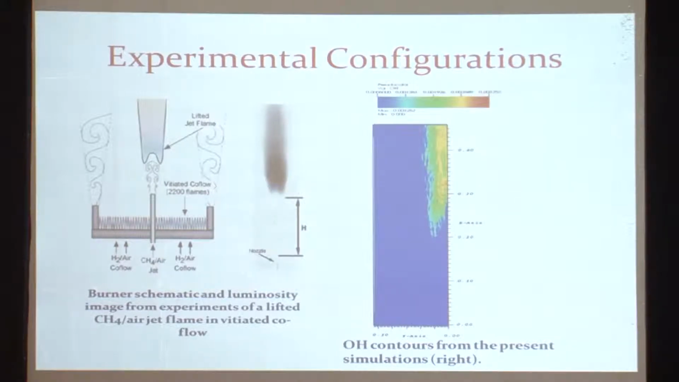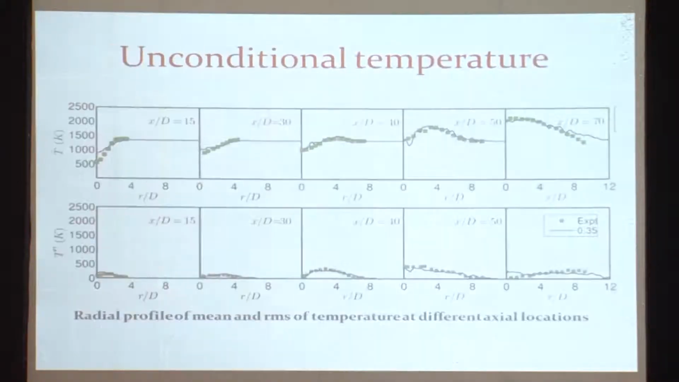So here is some flame structure from the numerical simulation. The OH contour is shown here. You can see that the flame is a lifted flame; it is not anchored to the burner. Here are the unconditional temperatures that we obtained from the simulations, plotted with the experimental measurements, and except for x/d of 15, we see that overall the agreement is very good, in terms of both the mean and the RMS.